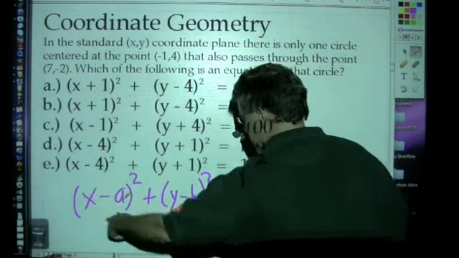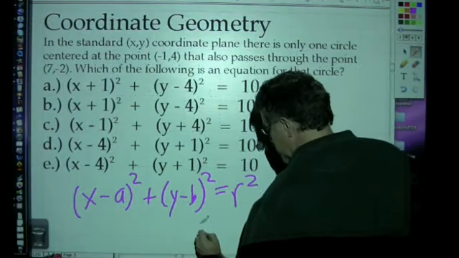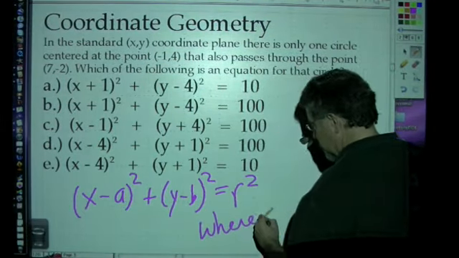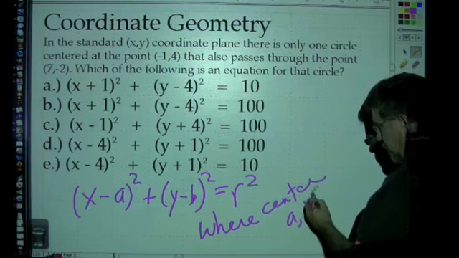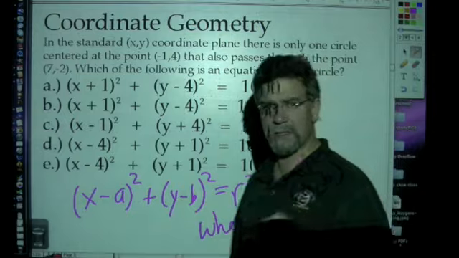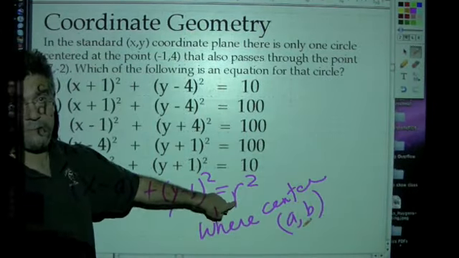But this in general then is the equation for a circle, where this is the center point (a, b). If (a, b) is the center, then that's the equation for a circle, and r is the radius.